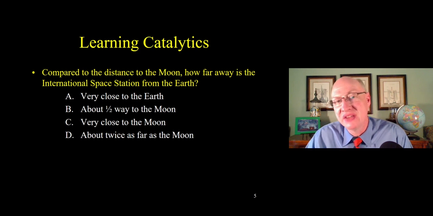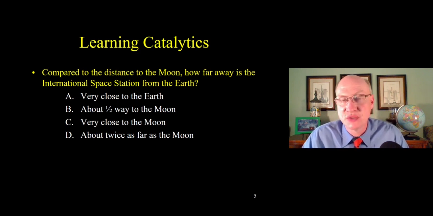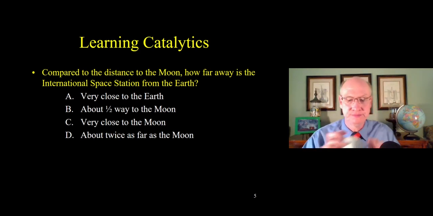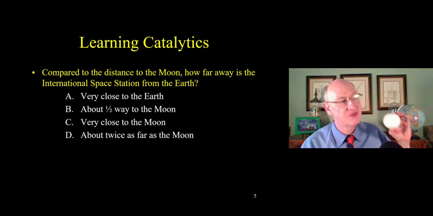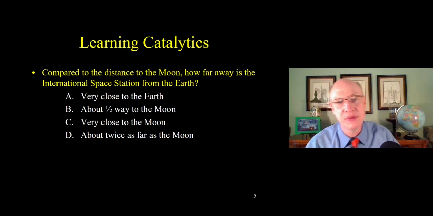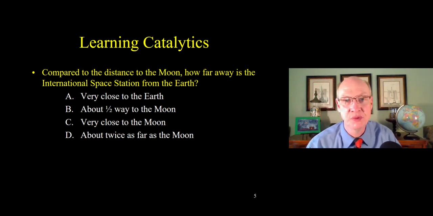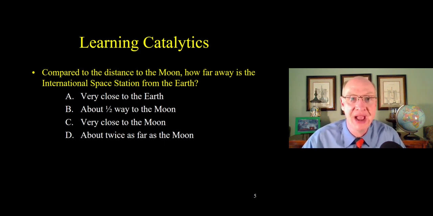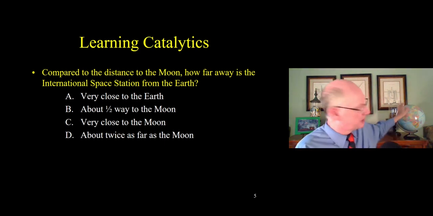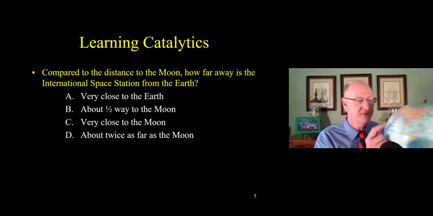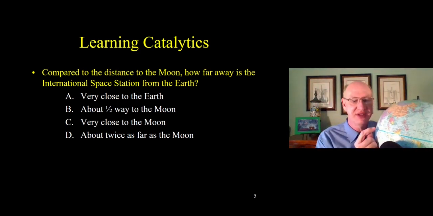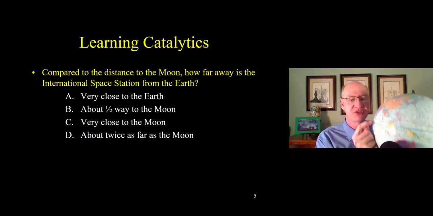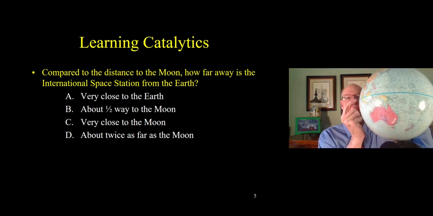All right, now that you've taken a guess at how far the International Space Station is away, let me show you on the scale model. I mentioned that the Moon is about 30 feet away from the Earth, and so if I walk across the room and put the Moon 30 feet away, that's where the Moon would be. The International Space Station is orbiting about 250 miles above the surface of the Earth. When it comes to our globe right here, 250 miles is about 3/8 of an inch, or about 1 centimeter above the surface of the Earth. So that is where the International Space Station is orbiting.